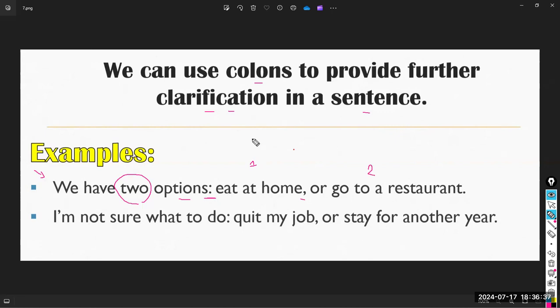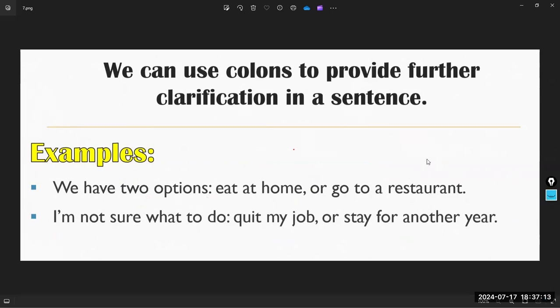So notice that this is the clarification I want to mention in a certain sentence, 1, 2, 3, 4, 5, for example, and I said 2 options, so I have to write the colon. The next example is saying, I'm not sure what to do. So what should I do? Let me tell you. Colon, quit my job, this is number 1, or stay for another year. This is the second thing that I'm not sure to do. Okay?